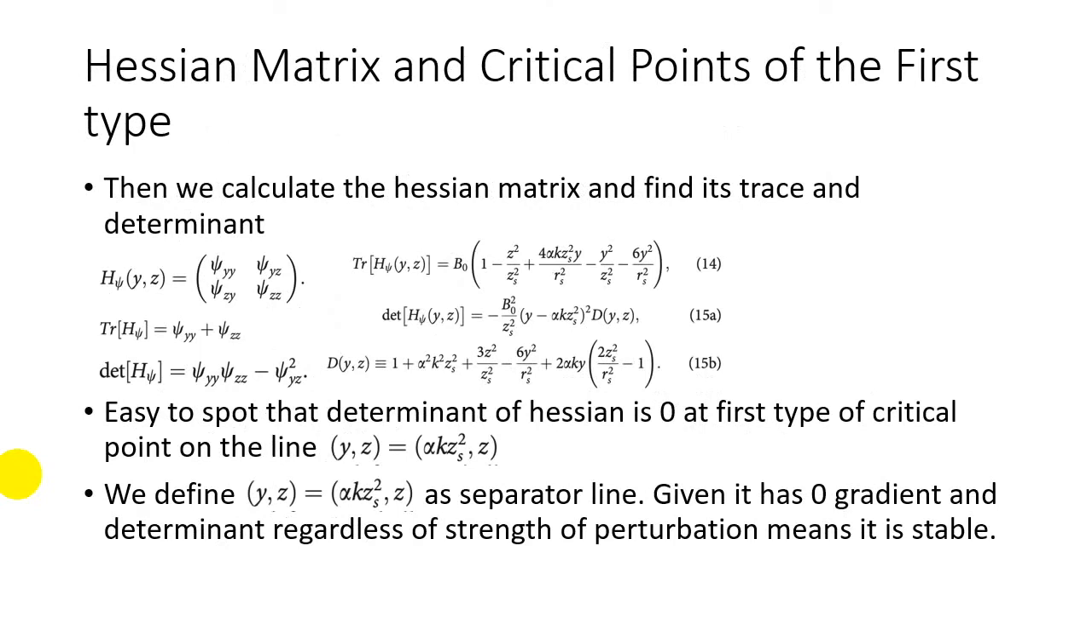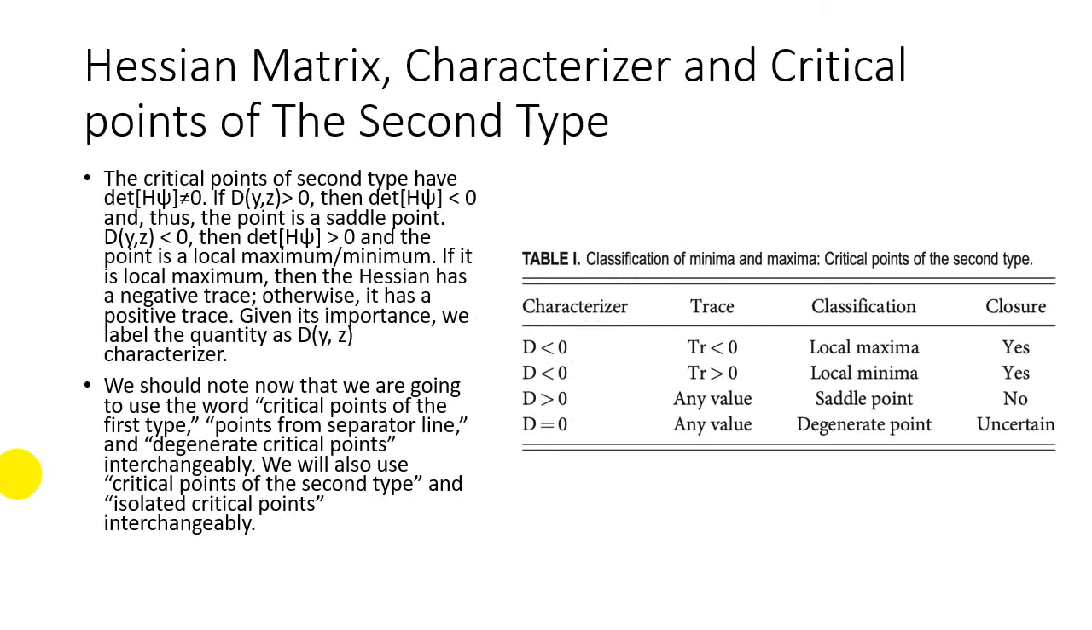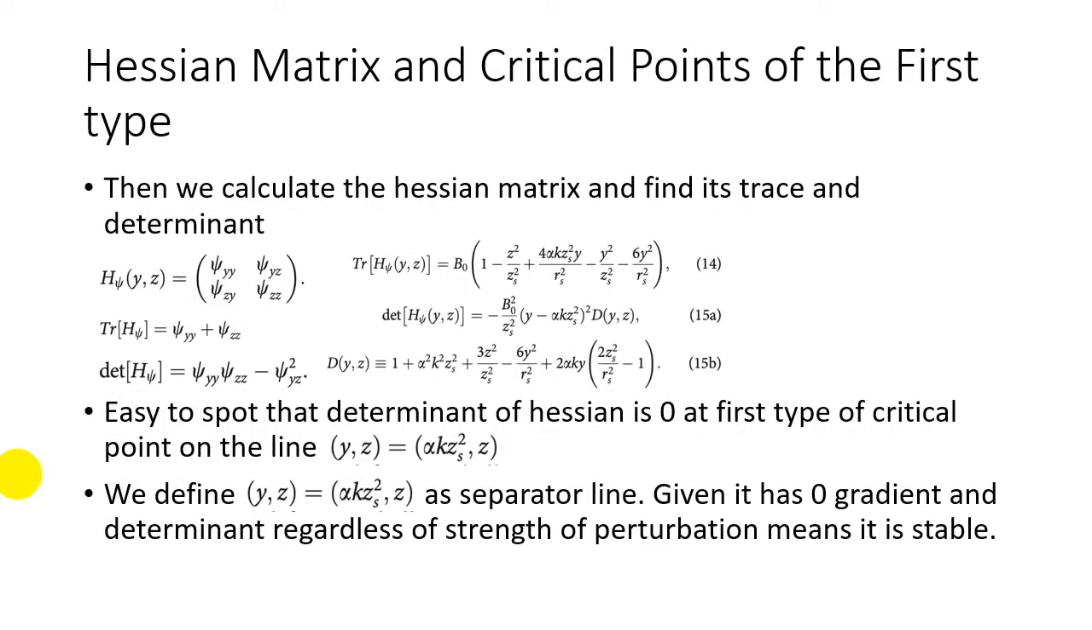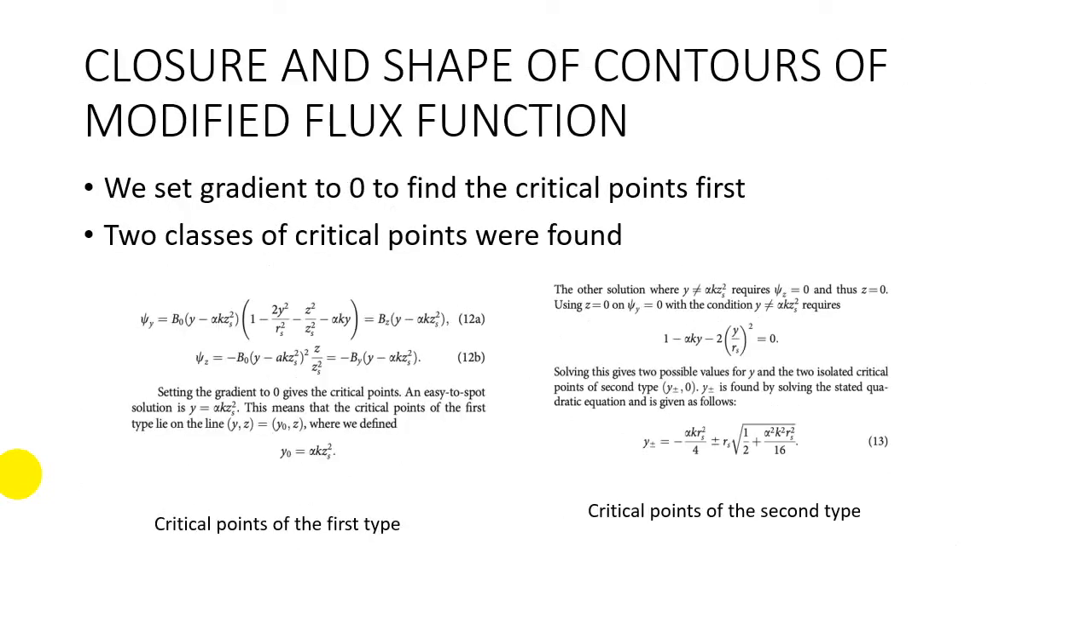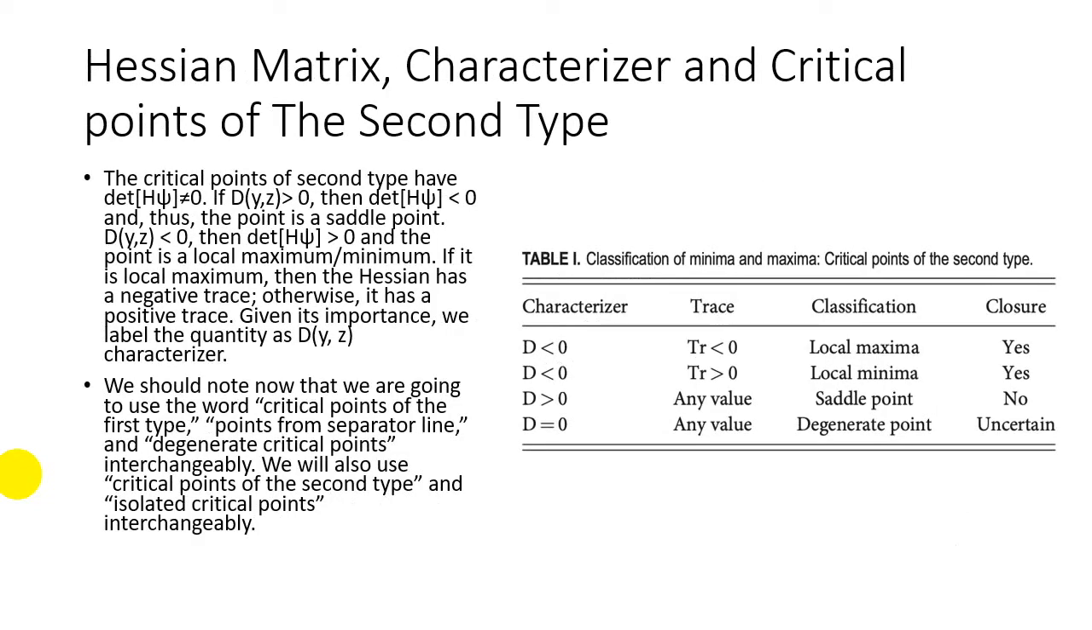But yes, so we have found that one type of critical point is the separator line that we're defining. That's the first type of critical point that you were asking about, the line over there. And the critical points we discovered here are the second type of critical point. And now we're going to ask how do you differentiate? Why are you saying some points are type 1 and type 2?